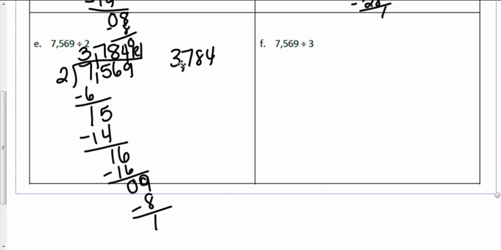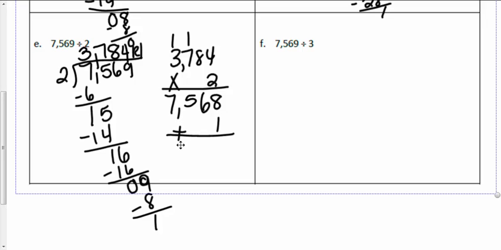3,784. Remainder 1. I'm going to check that by multiplying by 2. So 4 times 2 is 8. 8 times 2 is 16. 7 times 2 is 14, plus 1 is 15. 3 times 2 is 6, plus 1 is 7. And then I'm going to add my 1 remainder. That gives me 7,569. So my answer does check.